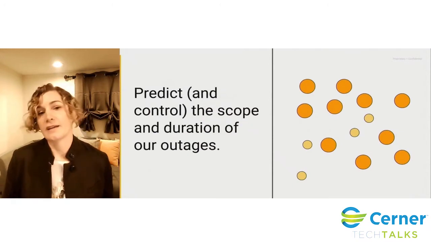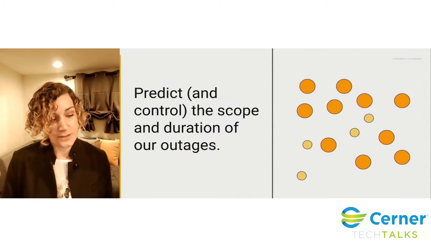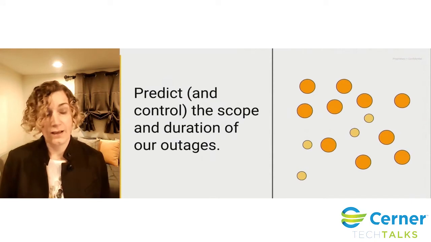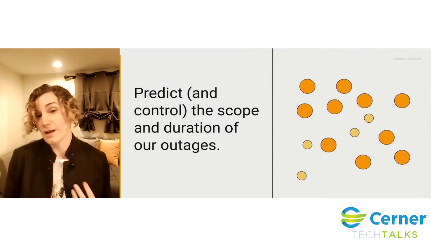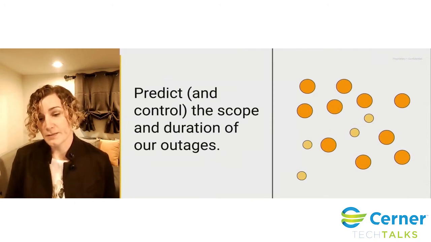So the thesis of this talk is getting to the point that you can predict and control the scope and duration of your outages so that your customers actually can have this more dependable experience. They won't be surprised by large outages, but they will accept that your system's not perfect, no system is perfect, and they have to adapt to these periodic, small, hopefully, outages and downtimes.